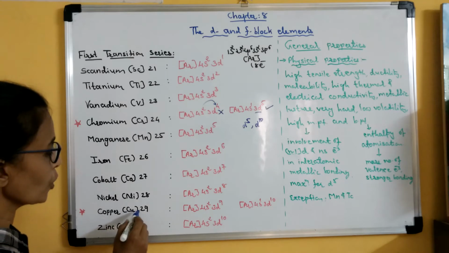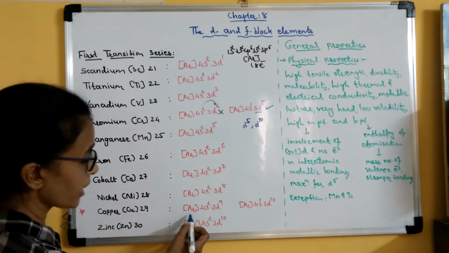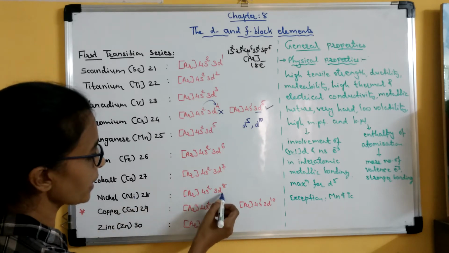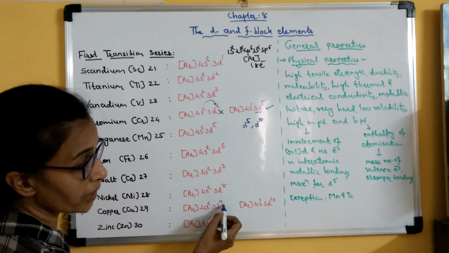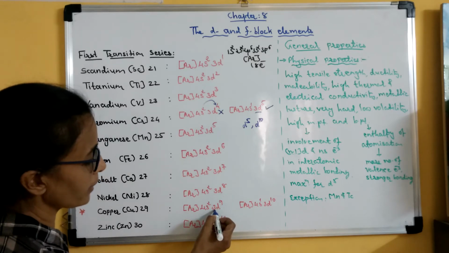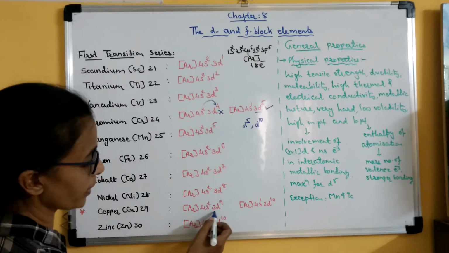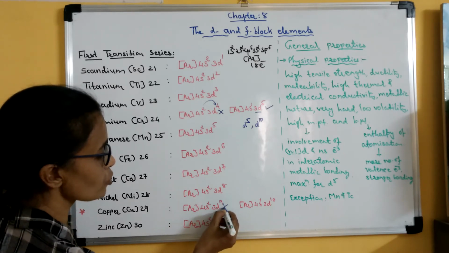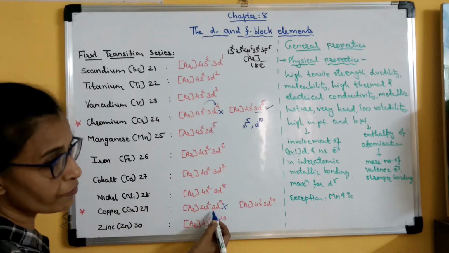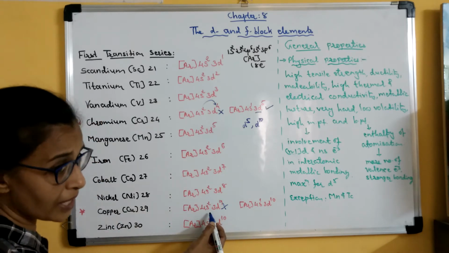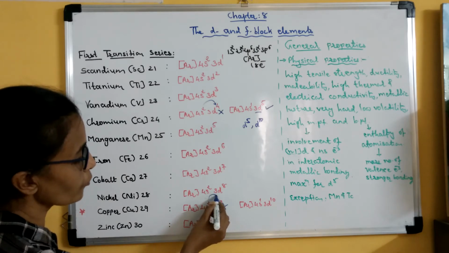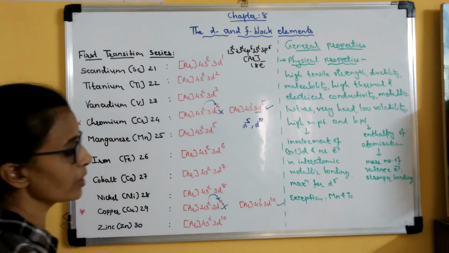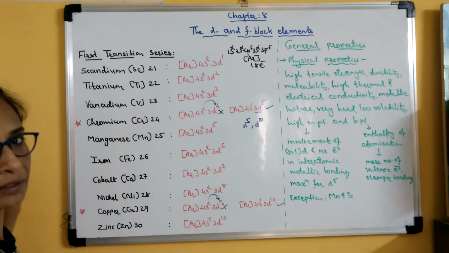Copper, Cu, atomic number 29, expected configuration is argon 4s2 3d9. So after nickel, now the next electron, 29th electron of copper, should enter 3d orbital. So its expected configuration is argon 4s2 3d9. But it is not so. Here again the energy difference between 4s and 3d is very less. So one electron from 4s can be easily sent to 3d orbital in order to make stable configuration argon 4s1 3d10.